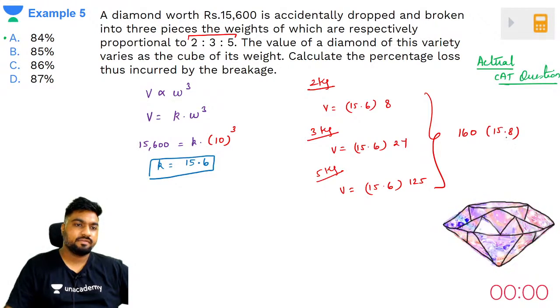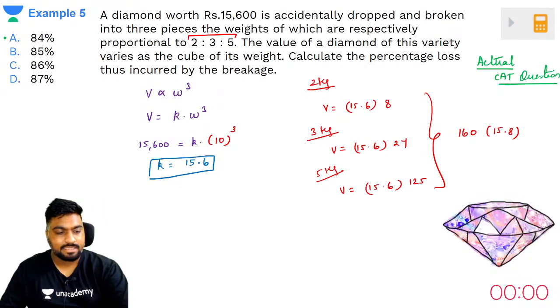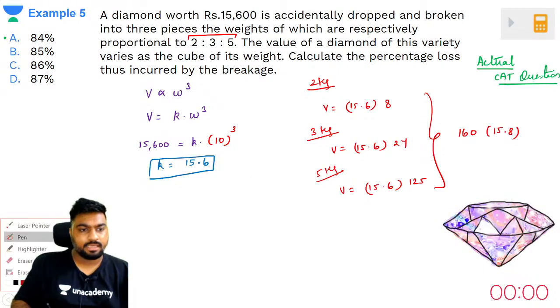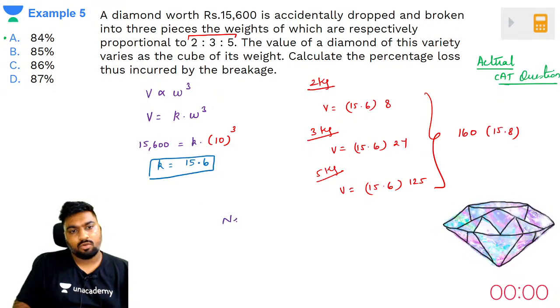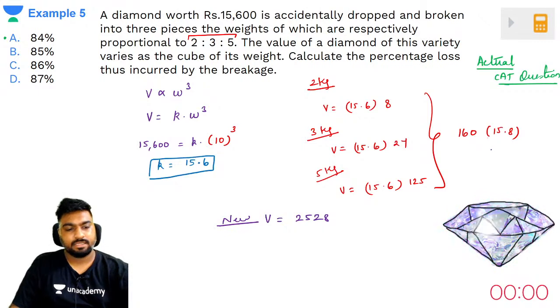Yes, 160 into 15.8. So earlier it was how much? Earlier it was 15,600. Now it is going to be how much? 160 into 15.8. Correct? Do you agree? So what is the new price, the new value or overall added value? It is 160 into 158. The new value is going to be 2,528. Correct? 16 into 158 basically.